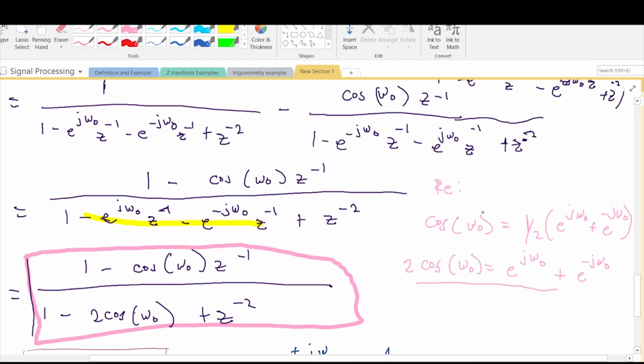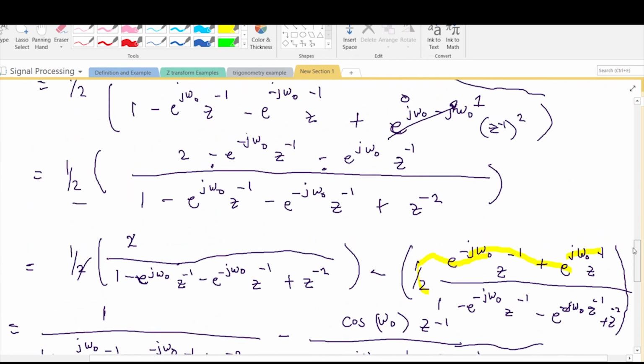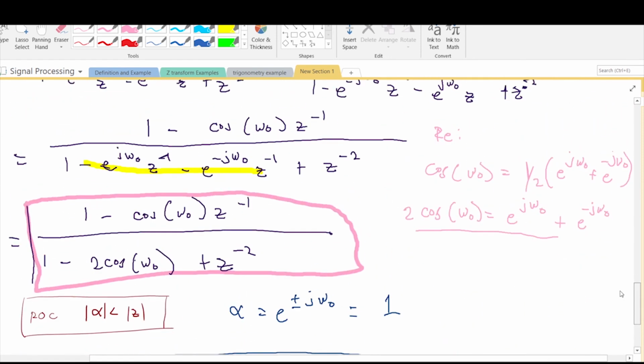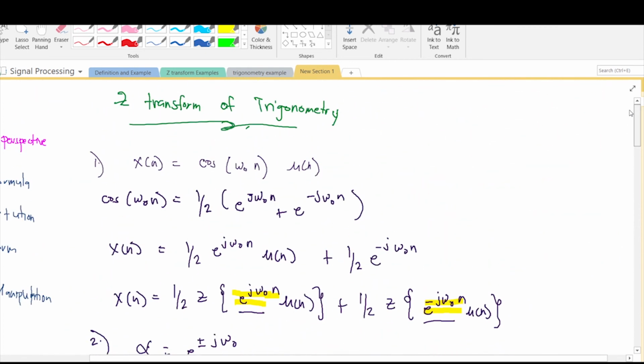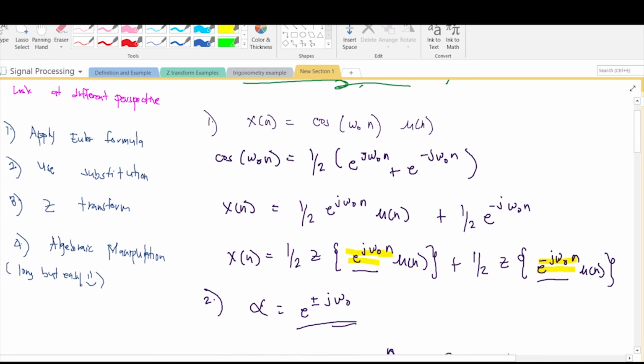Okay, so as you can see, the only long part or the tricky part that we should be aware of is the algebraic manipulation. Okay, so to summarize the video, we find the z transform of this trigonometric function, and we apply the Euler formula at first, so this is vital. Number 2 is use substitution, and number 3 is the z transform, and then the algebraic manipulation.